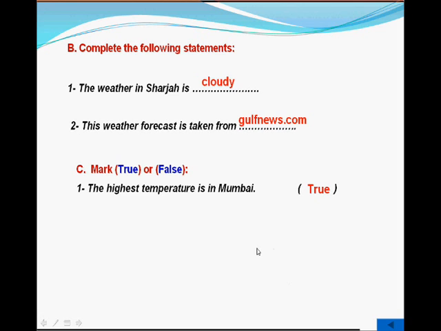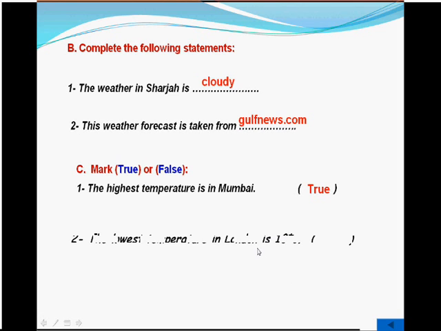Excellent, it's true. Let's look at number 2. The lowest temperature in London is 10 degrees Celsius. So number 2, we have the lowest. Again, the key word in number 2 is lowest, and again the city is London. Be careful, we have the opposite of number one. In number one we were talking about the highest, and in number two we are looking at the lowest.